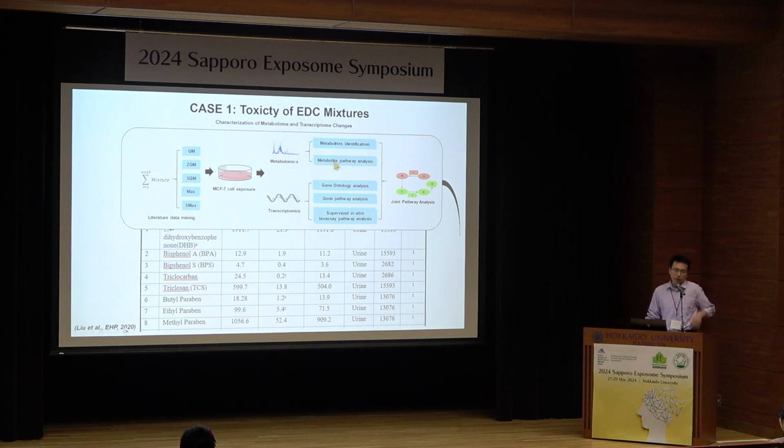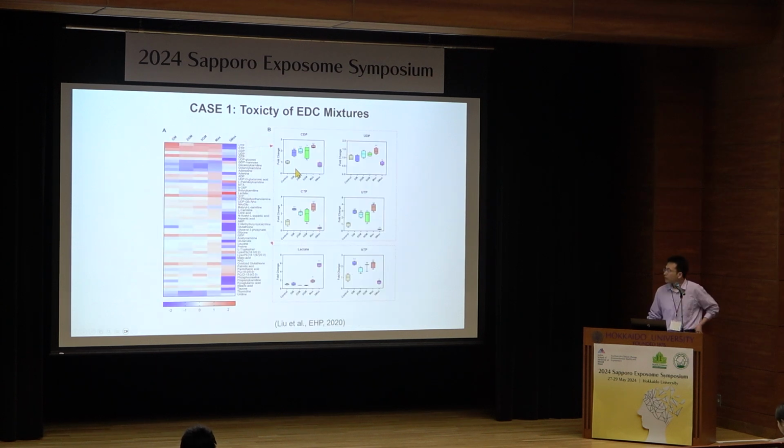So we use different types of omics to see how this mixture can affect the results. Here is some of the data I show you. Basically, for lots of the metabolites, we see lots of changes. It's not a typical monotonic dose response, but you can see there are changes even at human relevant concentrations. So this is quite encouraging. In the mixture, they are really making some impact.